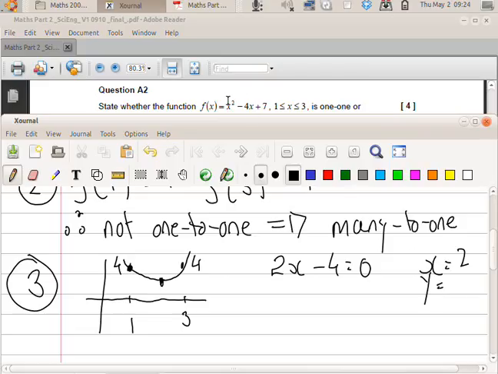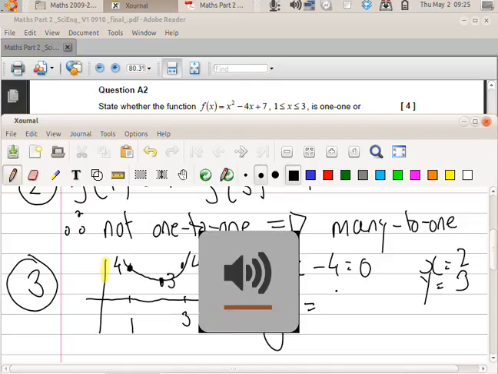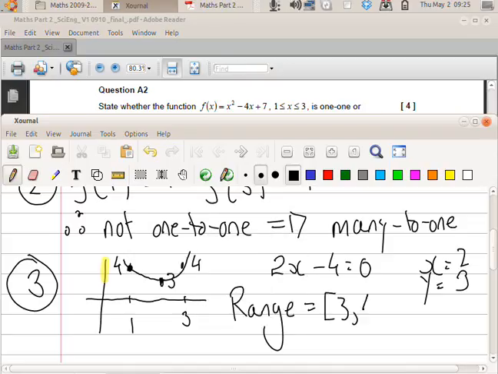So y equals, for the minimum, 7? No. 2 squared is 4, 4 minus 8 is minus 4, minus 4 plus 7 is 3. So if I look at my graph, I can see the range is this piece here, the possible y values, which in this case is just 3 to 4. So the range equals 3 to 4. What if they didn't give the restriction? Well, then it would go from 3 to infinity.